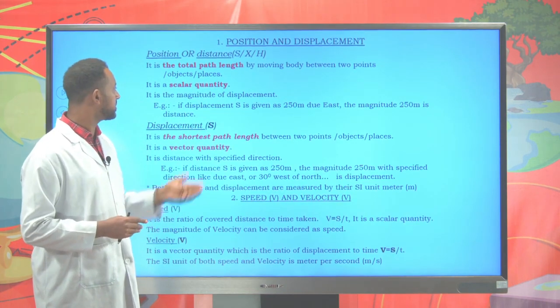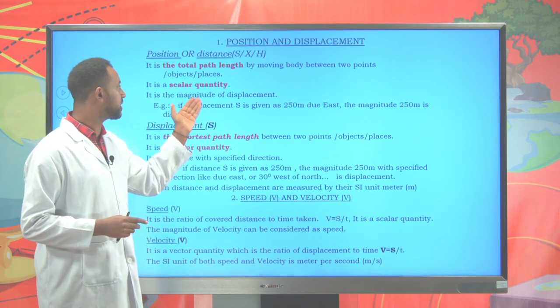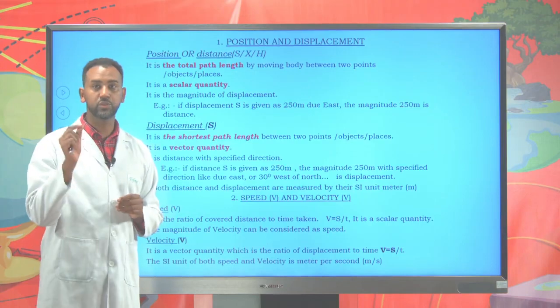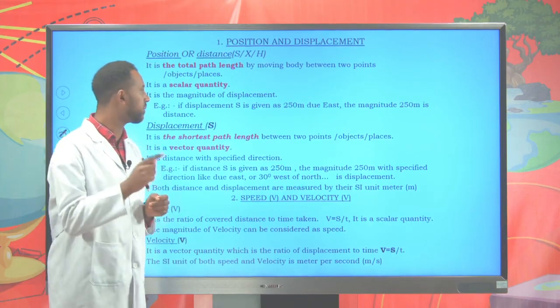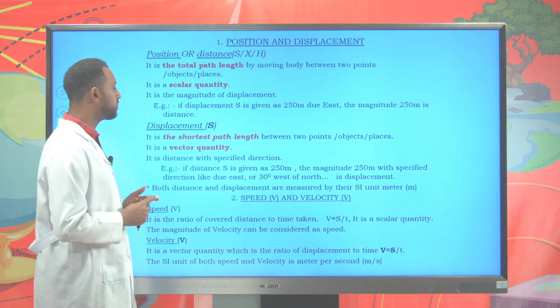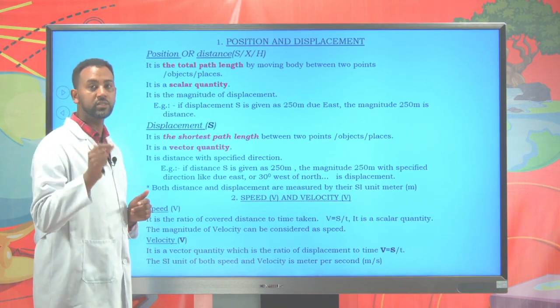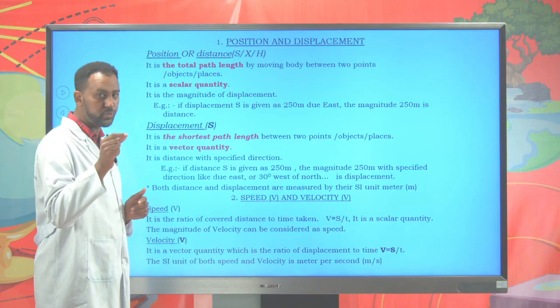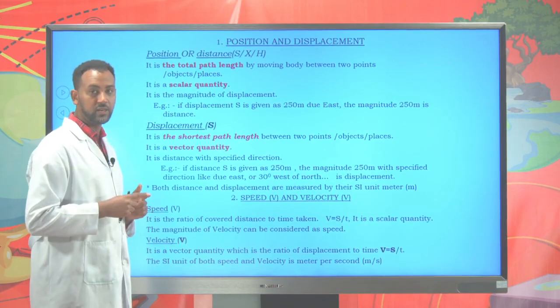But their difference is that distance measures the total path length between two points. It is a scalar quantity. Whereas displacement measures the shortest path length between the two points, and it's a vector quantity.